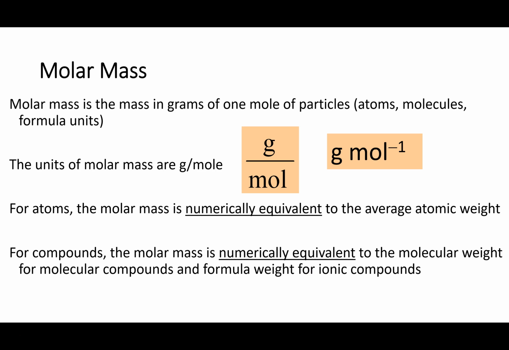Oh, last concept. Molar mass is the mass in grams of 1 mole. It's so cool. So grams per mole are the units for molar mass. And for the atoms, molar mass is the same number as the average atomic weight. And for compounds, the molar mass is the same number as the weight of the repeating unit, molecular weight or formula weight.